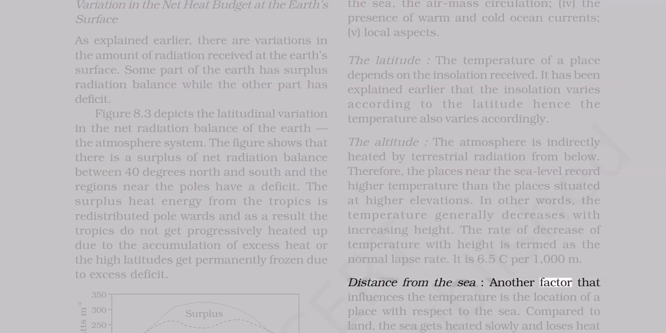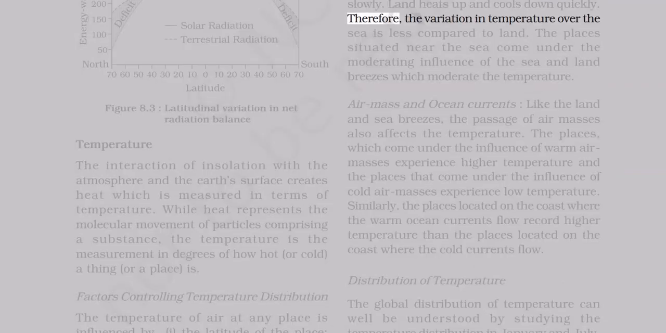Distance from the sea: another factor that influences the temperature is the location of a place with respect to the sea. Compared to land, the sea gets heated slowly and loses heat slowly. Land heats up and cools down quickly. Therefore, the variation in temperature over the sea is less compared to land. The places situated near the sea come under the moderating influence of the sea and land breezes, which moderate the temperature.